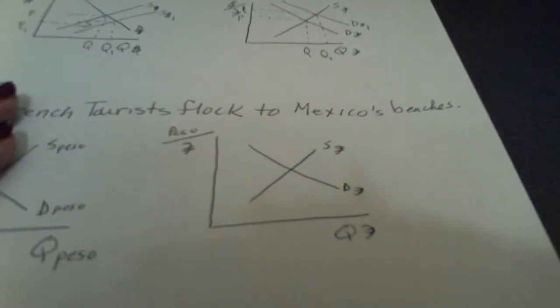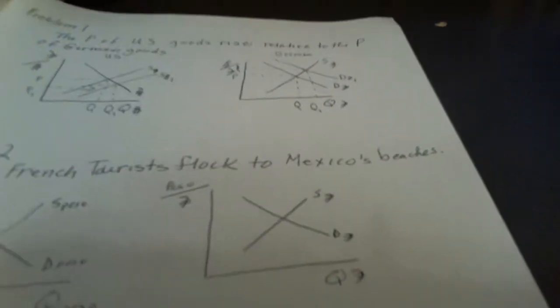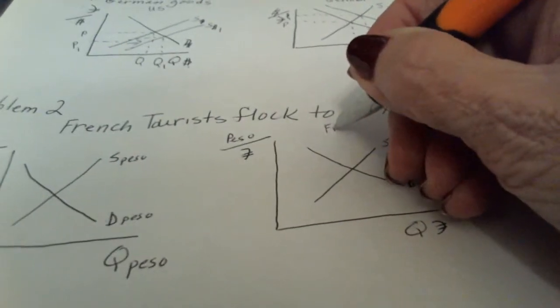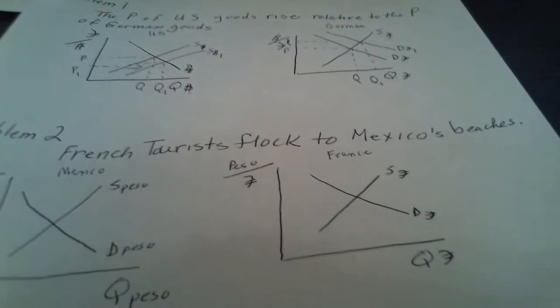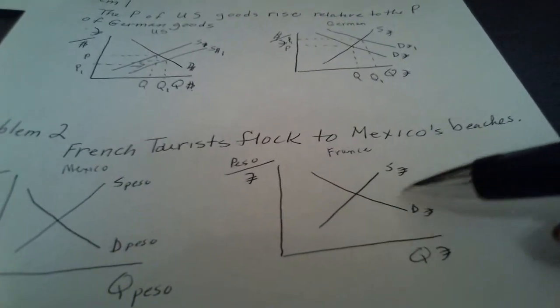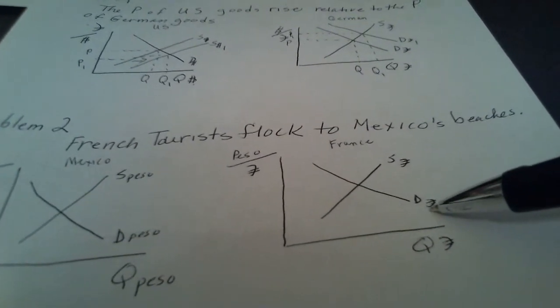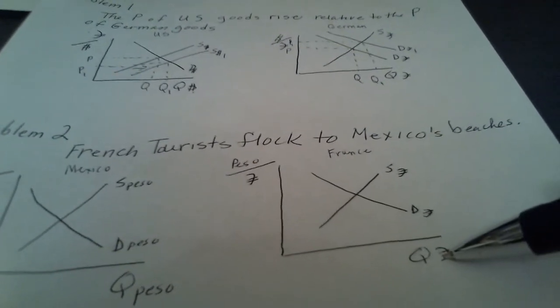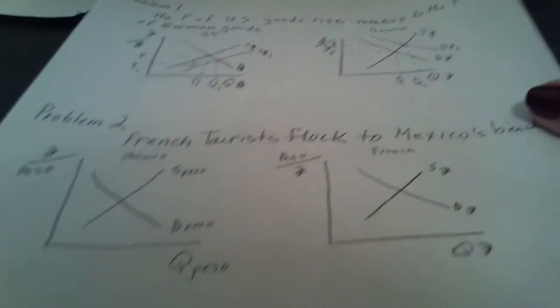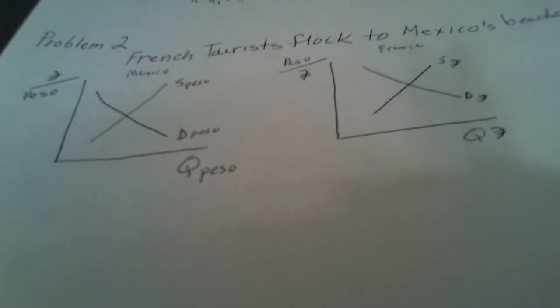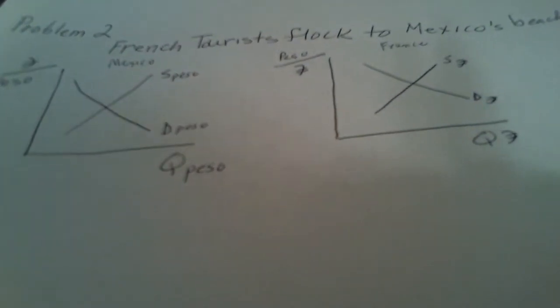On our accompanying graph, we've got pesos per euro for France. This is the French graph. This one is Mexico. All right, so we get supply of euros, demand for euros. This is the quantity of euros. What's going to happen here? Go ahead and change the graph the way you think it should be.